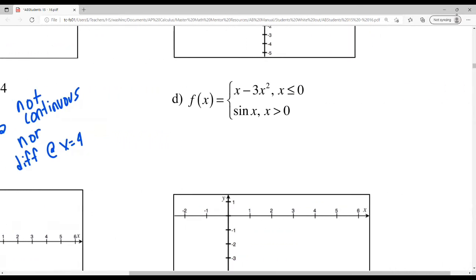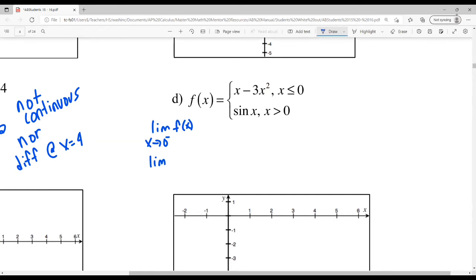All right, let's look at part D. We're going to take the limit as x approaches 0 from the left and the limit as x approaches 0 from the right. The limit as x approaches 0 from the left is going to be 0 minus 3 times 0 squared, which is 0. The right side would be sine of 0, and sine of 0 is also 0.